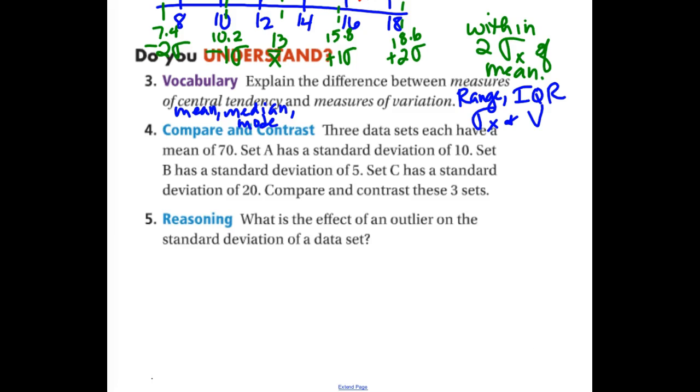Question 4 says, compare and contrast 3 data sets. Each have a mean of 70. Okay, so I have 3 different sets of numbers, but their averages all come out to be 70. Set A has a standard deviation of 10, set B has a standard deviation of 5, and set C has a standard deviation of 20. Compare and contrast those 3 sets. Which set of data is most compact, the least spread out?